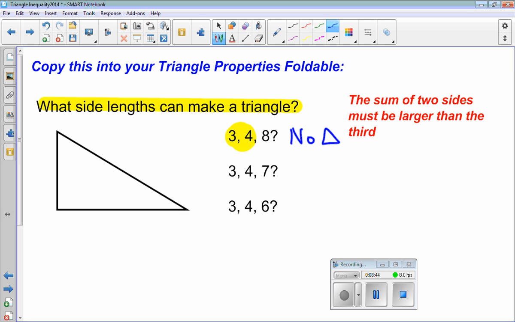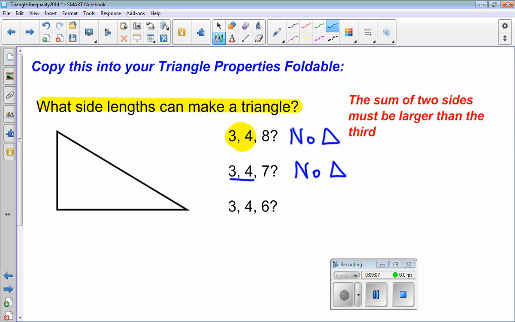Okay? Let's look at the second set. 3, 4, and 7. Yes or no? Do they make a triangle? No. They're the ones that actually equal. So when you try to make a triangle, what happened with the two smaller? It just made a flat line, didn't it? It didn't actually pop up and make a triangle. So this is also no, because 3 plus 4 equals 7. Can't equal, has to be bigger. So this would be no triangle also.